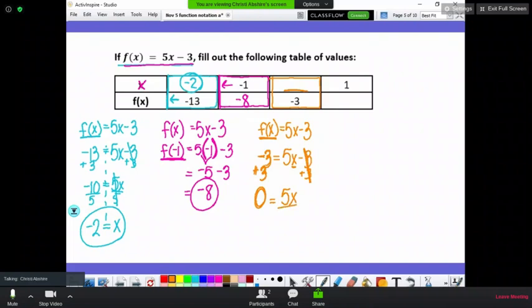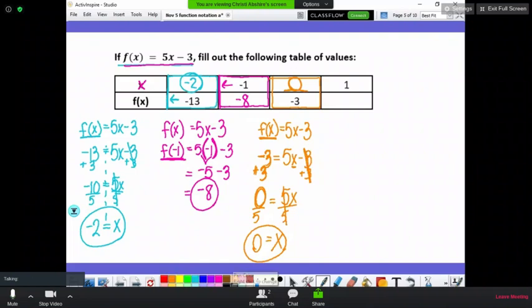Then I'm going to divide by 5 on both sides. 0 divided by 5 is 0. 5 divided by 5 is 1. 1 times x is x. So in this case, x is 0. So 0 is my missing value. That's not just supposed to be a circle. That's supposed to be 0.